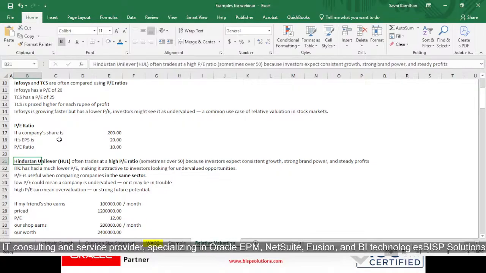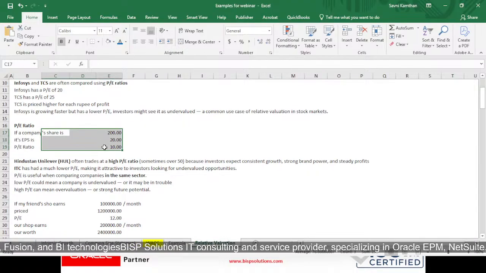So PE is useful when comparing companies in the same sector. A low PE could mean a company is undervalued or it may be in trouble. A high PE can mean overvaluation or strong future potential.